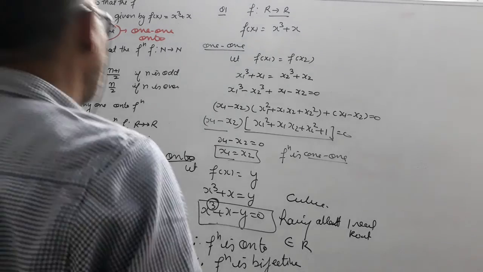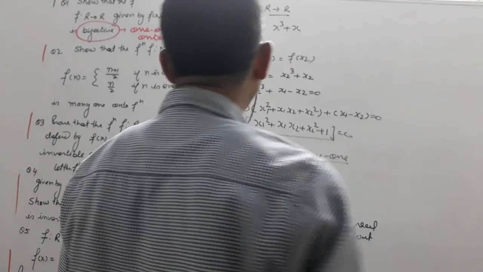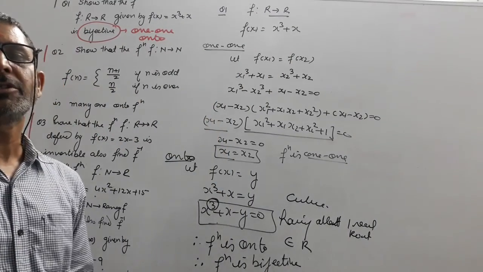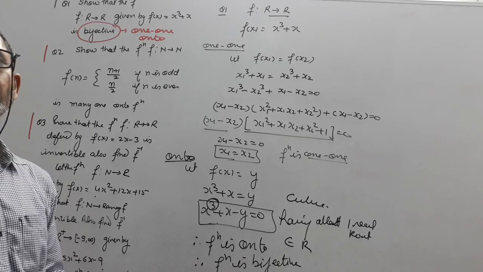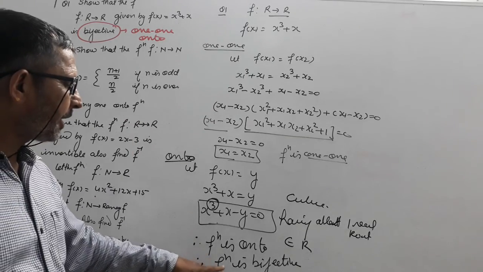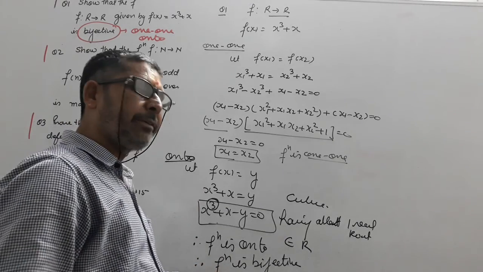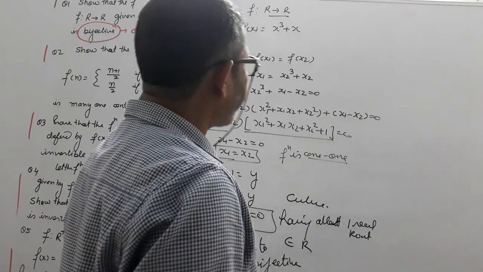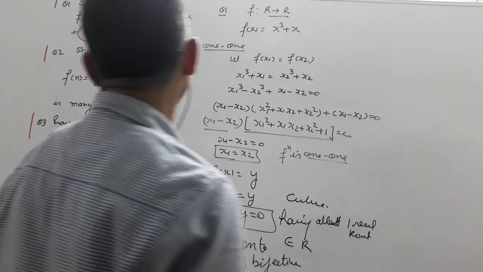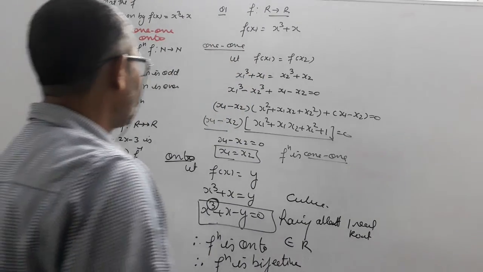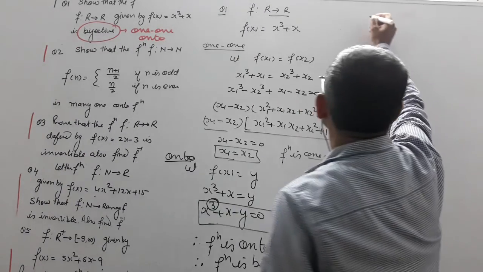And again I repeat one more statement: all bijective functions are invertible. If a function is 1-1 as well as onto, then the function is bijective, and all bijective functions are invertible. Now we start with the second question.